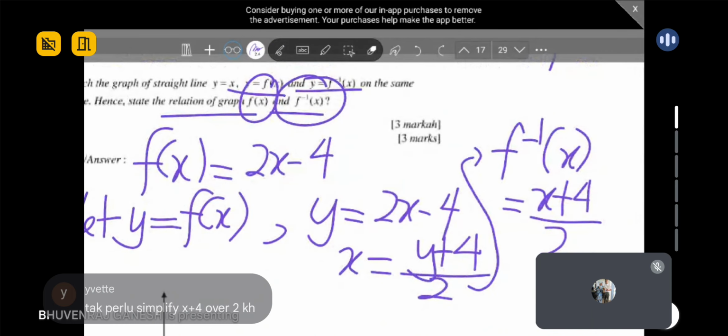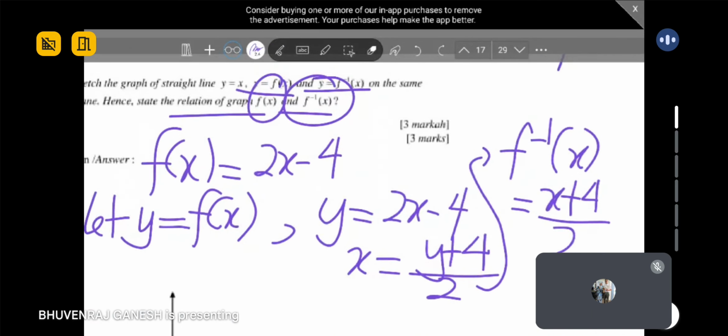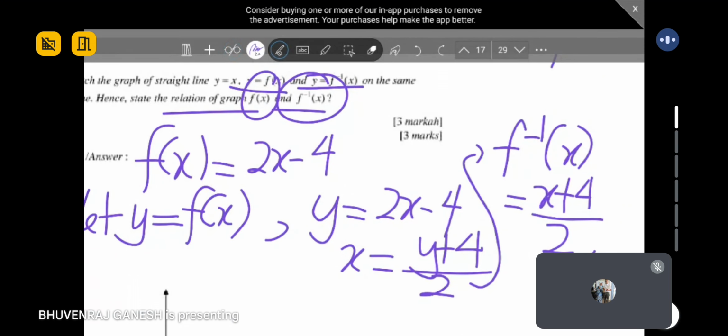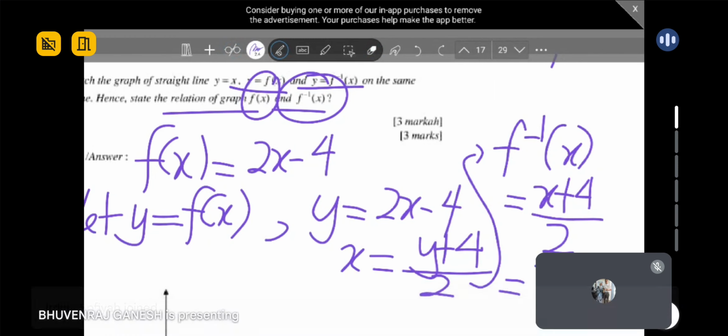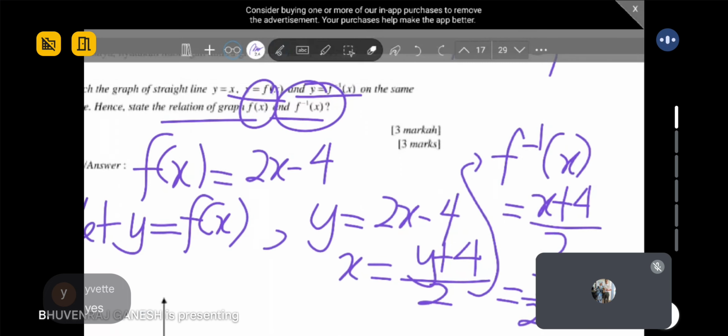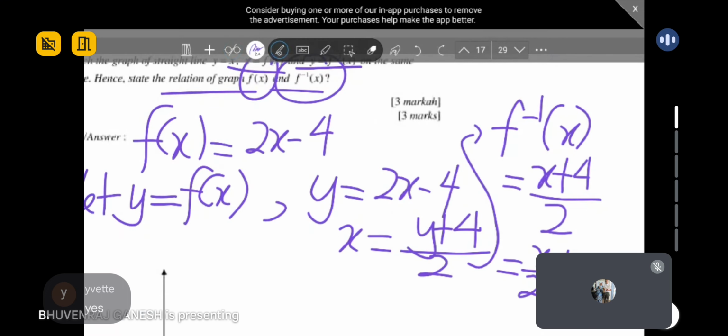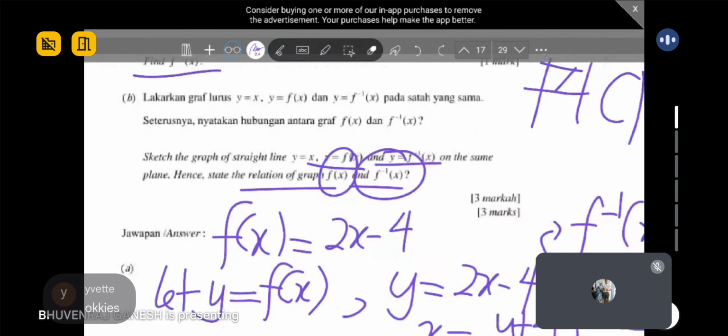Tak perlu. Kalau kamu nak simplify pun boleh. You can simplify to become x over 2 plus 2. This is what you mean, right? You want to simplify until like this. Can, no problem. This answer also can. Dua-dua pun boleh. You can stop here or you can stop here. Depend on you.